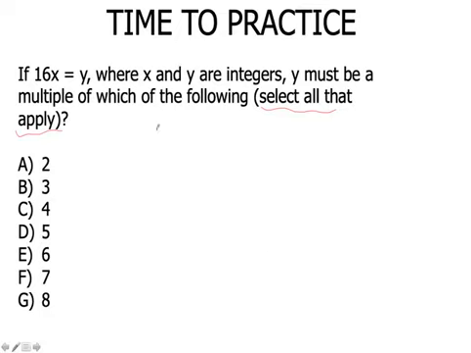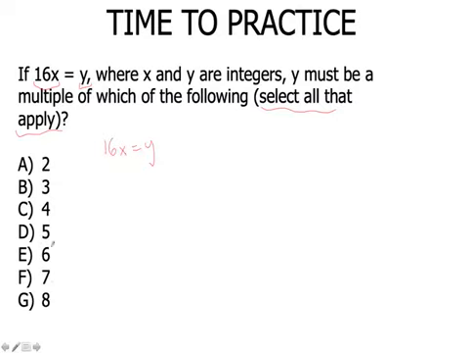All right, so let's start out with this premise. If 16x equals y, then I can say that y is a multiple of 16. Right? That's basically the definition of what multiples are. 16 times something equals y. So y is a multiple of 16.